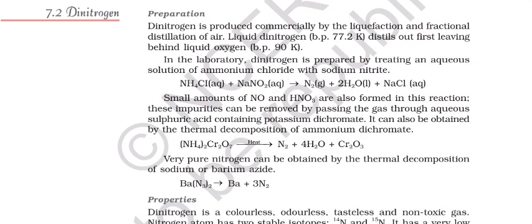Dinitrogen preparation. Dinitrogen is produced commercially by the liquefaction and fractional distillation of air. Liquid dinitrogen distills out first, leaving behind liquid oxygen. In the laboratory, dinitrogen is prepared by treating an aqueous solution of ammonium chloride with sodium nitrite. Small amounts of NO and HNO3 are also formed in this reaction. These impurities can be removed by passing the gas through aqueous sulfuric acid containing potassium dichromate. It can also be obtained by thermal decomposition of ammonium dichromate. Very pure nitrogen can be obtained by the thermal decomposition of sodium or barium azide. Ba(N3)2 gives Ba plus 3N2.